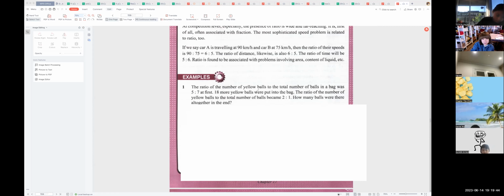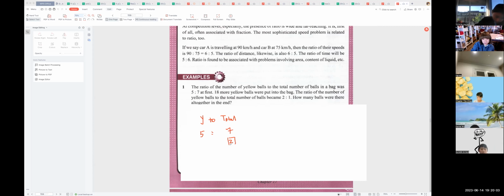Okay, the ratio of the number of the yellow balls to the total balls in the bag was 5 to 7. So that means the other colors are only 2 parts, right? Because 7 minus 5 equals 2, right? So 18 more yellow balls were put into the bag.